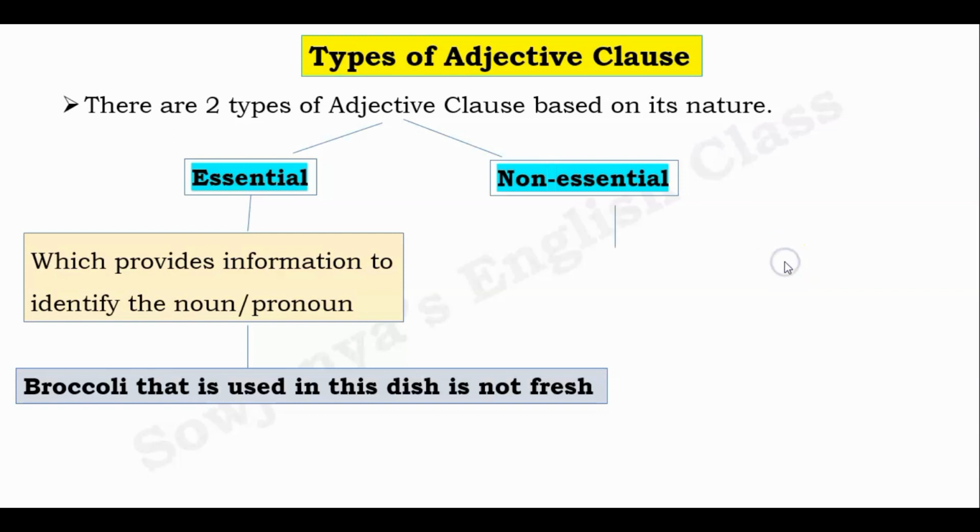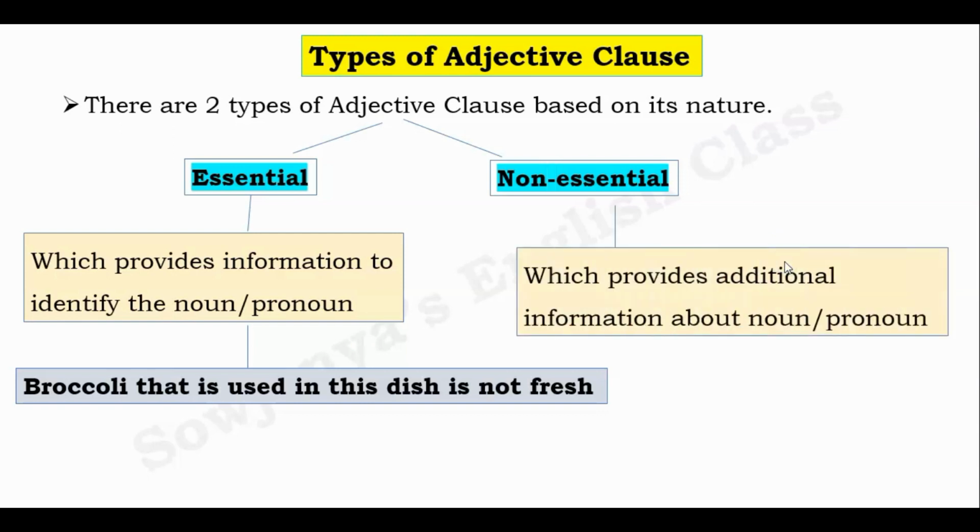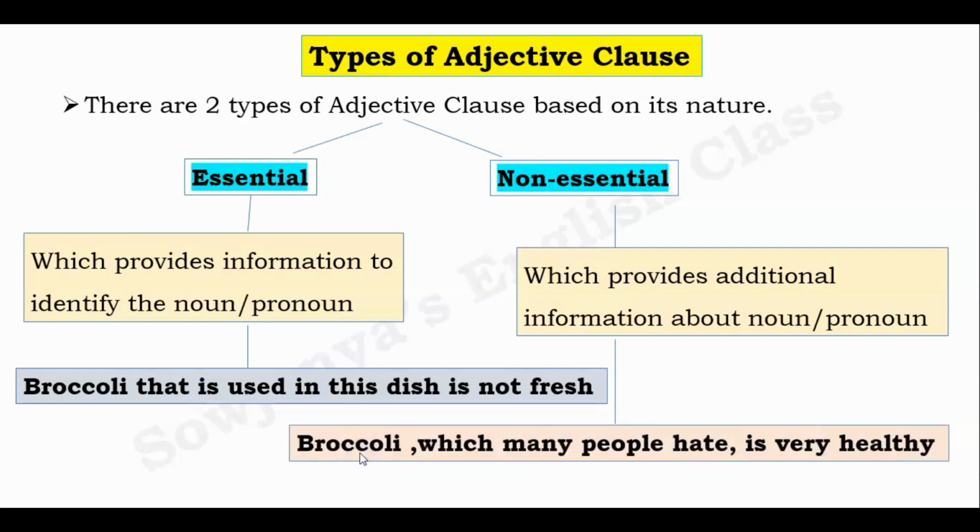And a non-essential adjective clause is one which provides additional information about a noun or pronoun. We may not need this additional information. Even without this additional information also, the sentence makes sense. For example, broccoli, which many people hate, is very healthy.